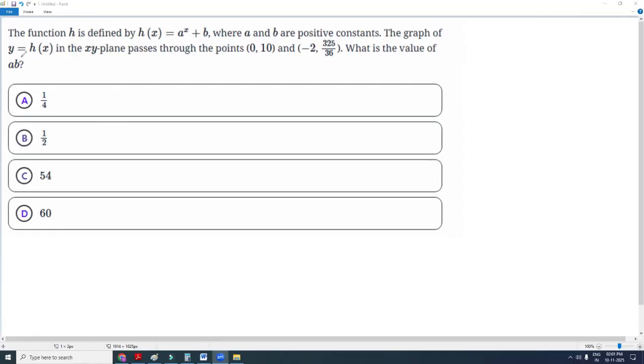Okay, now to get the value of a times b, we need to find the values of the two constants a and b in the given function. And since we have y equals h of x, we can plug in this y for h of x over here. Then we get the equation y equals a to the x power plus b. Now we can use Desmos to solve this problem.